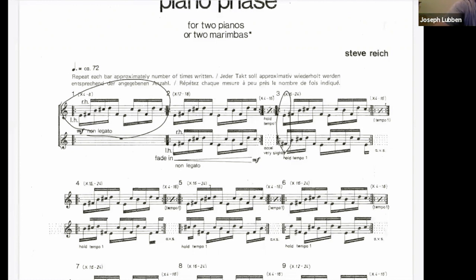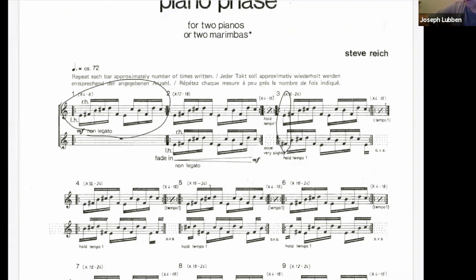Anyway, back to the initial pattern. Let's go ahead and listen to that again. Just the opening pattern, and I want to point out a few things about it. So it's kind of interesting the way he sets it up. So he's got right hand and left hand alternating attacks.